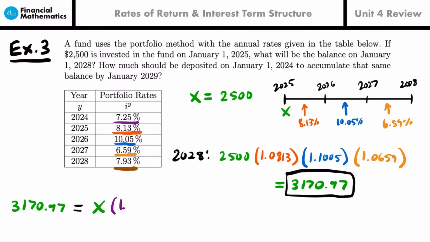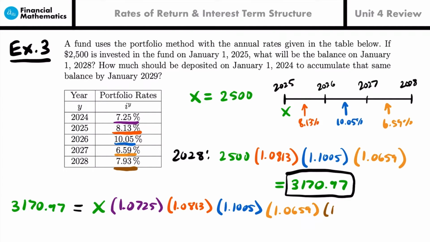We'll have 1.0725, and then we'll multiply by 1.0813, then we'll multiply by 1.1005, then we'll multiply by 1.0659, and finally we will multiply by 1.0793.